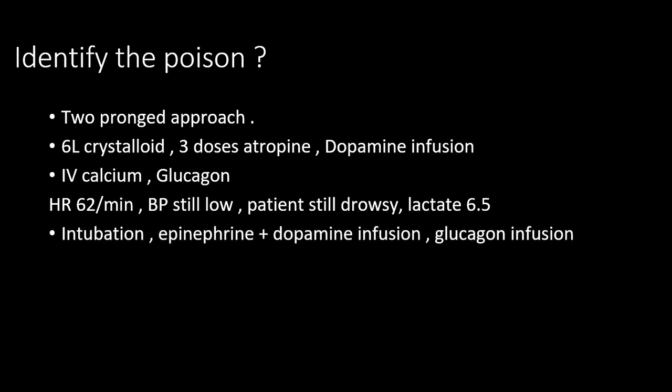Okay, you have tried symptomatic. Now after this what? You have intubated because patient was drowsy. You have given epinephrine, dopamine infusion. You have given a glucagon infusion. Now what next? Okay. ABG, I have given you lactate is 6.5, only minimal improvement. Patient is passing urine. Pupil, normal to dilated. Now what do you want to do?